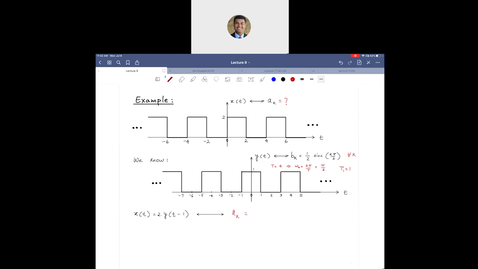A sub k is going to equal, for the amplitude scaling, 2. For the time shift, I have b sub k multiplied by e to the minus j k omega naught t naught, where omega naught is pi over 2, and t naught is 1. Let me highlight this: 1 because that is 1, 2 because that is 2, and b sub k because that is y.